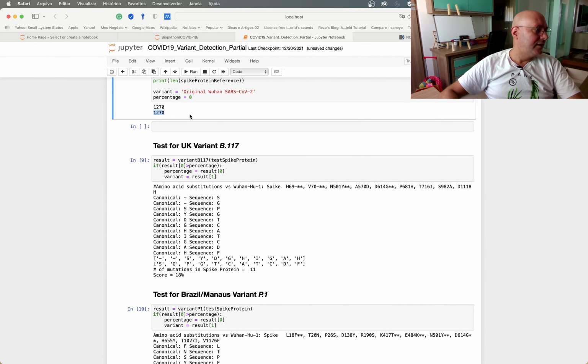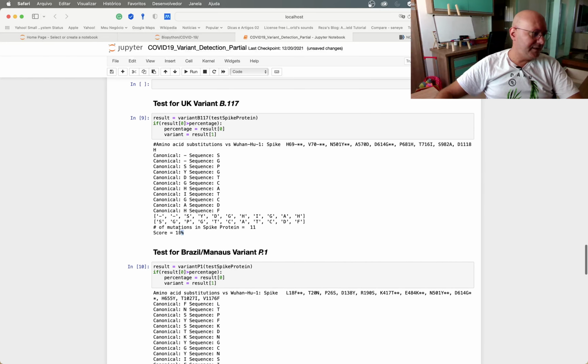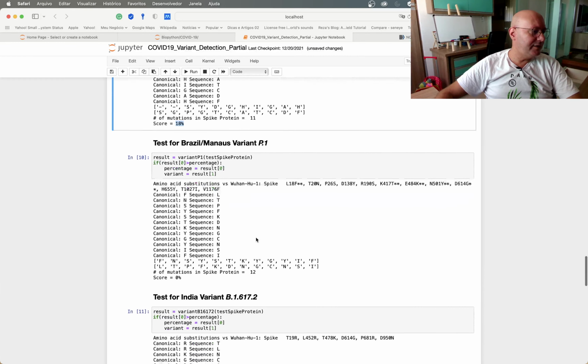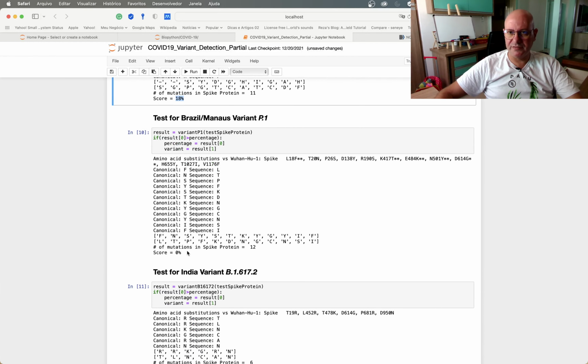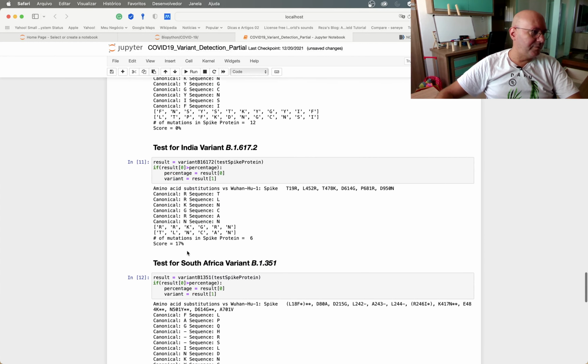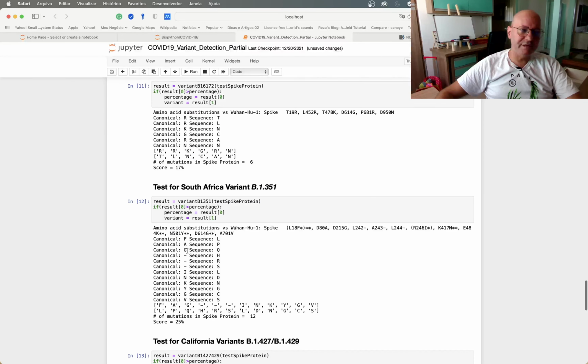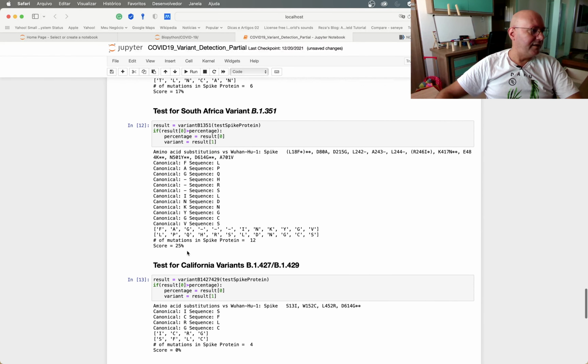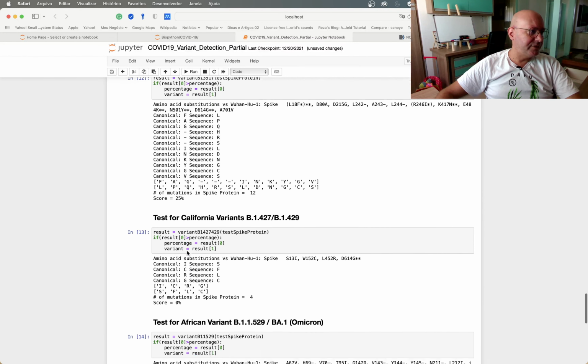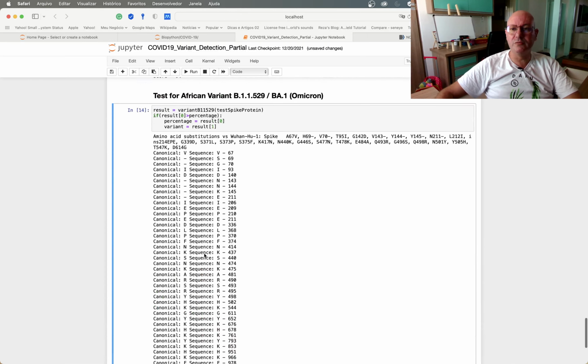It's 1270 long, right? So here we have a percentage that it may be the UK variant, and then we have 0, it's not Brazil for sure. We have a small percentage for Delta variant and so on. We have some percentage for Africa, and 0%, and see the Omicron here, it's 100%, so it's the Omicron one. I don't know how you pronounce this in English, but it's the new one.